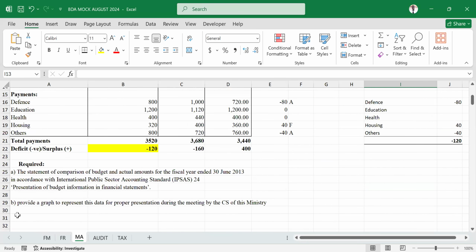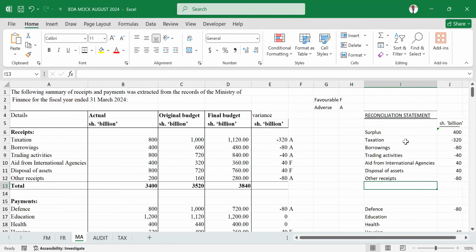We are presenting the data that we already have, and we are plotting the graph. Remember, the examiner has not specified what you're presenting in your graph. But we've already given a reconciliation. Our main aim is to make our audience understand what we've already done up here. And we have this data of actual, original budget, and final budget.